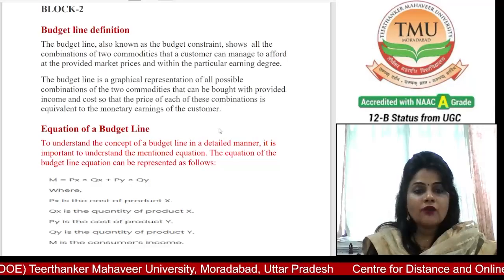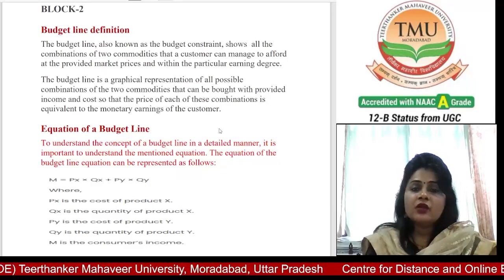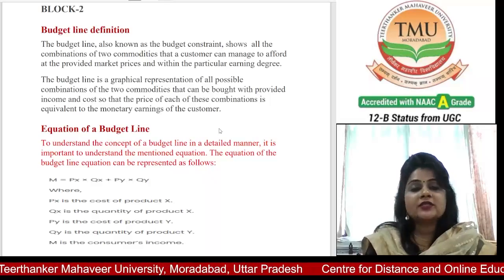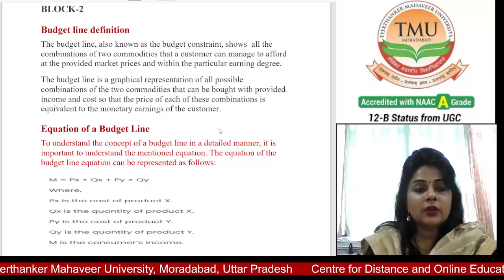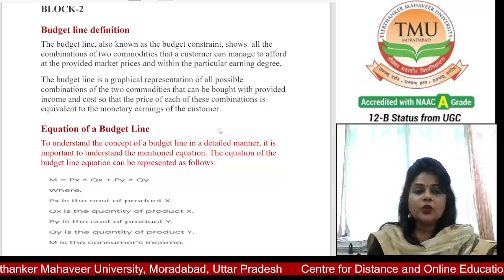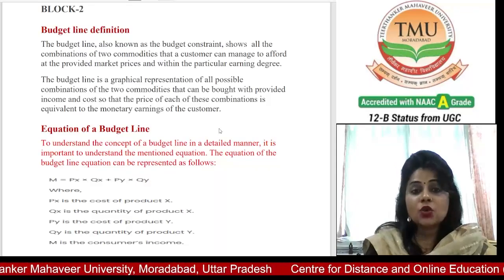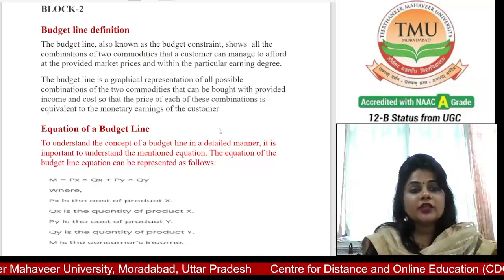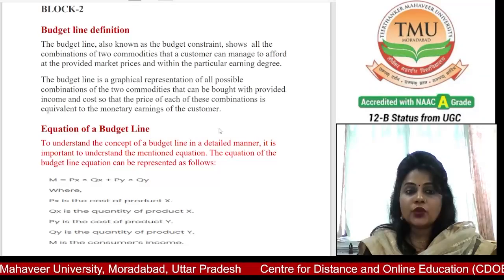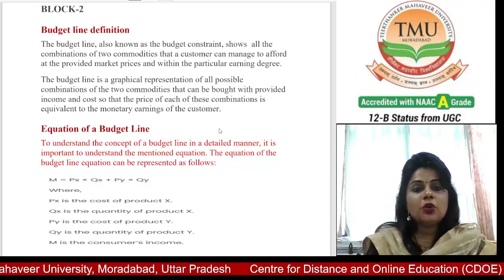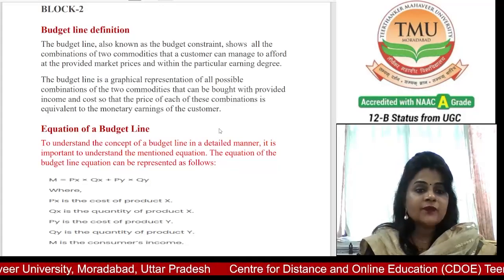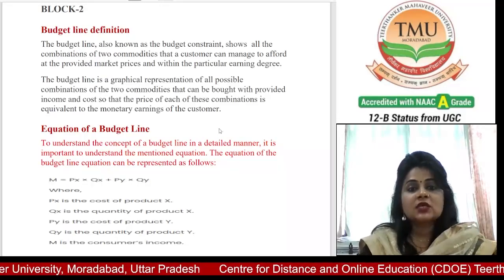The concept of the budget line is different from the indifference curve, but both are necessary for consumer equilibrium. It is important to keep in mind that the slope of the budget line is equivalent to the ratio of the prices of the two commodities. The slope of the budget constraint possesses distinctive importance.